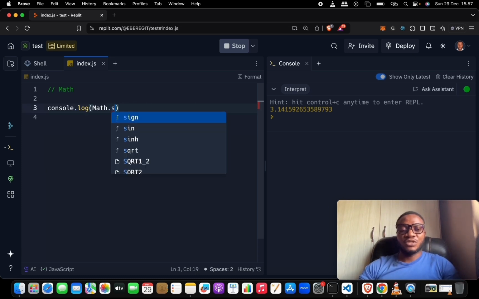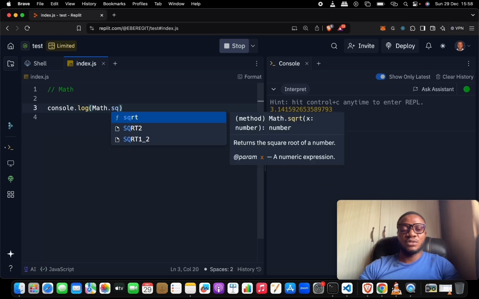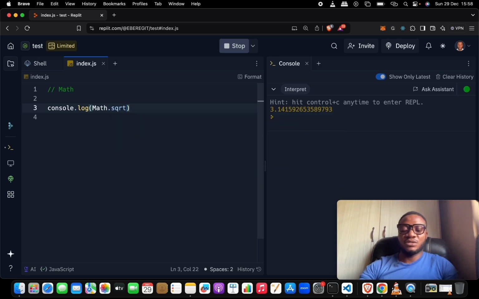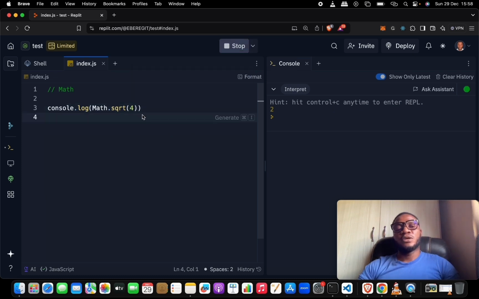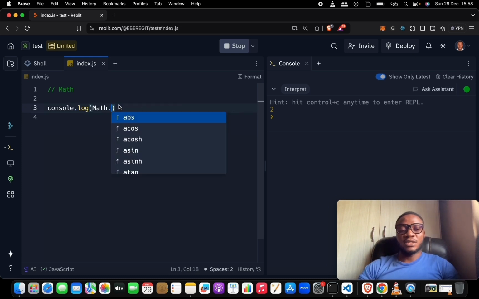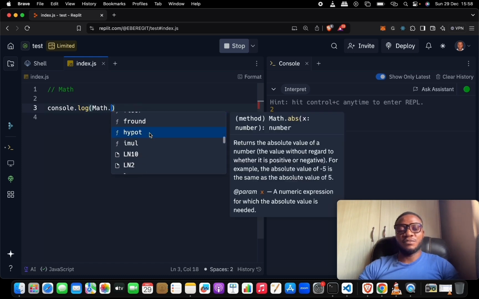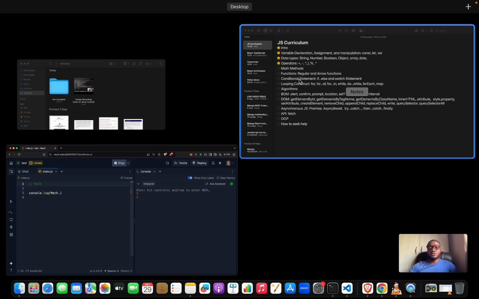There's also the square root one. So there's this Math.sqrt, and you pass in what you would like to find the square root of. So square root of 4 gives you 2. You can just keep checking as many as possible. I just wanted you to know that we have all of this. All these are different math methods that you can check out basically. So that is it for math method. Let's check that off.